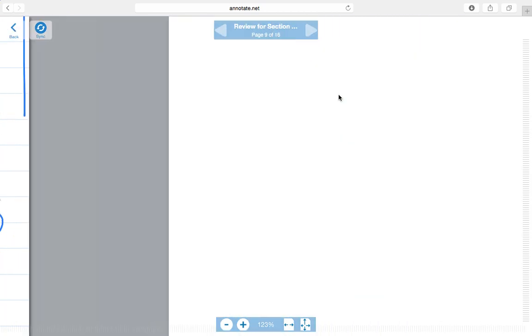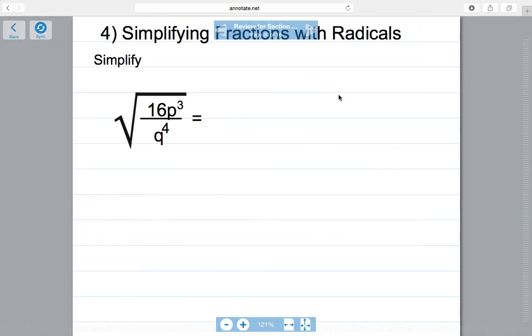Okay, moving on. Now let's simplify fractions with radicals. So for this, we learned our division property. First, when we look in here, we want to see if we can simplify anything since it's all under one big square root. Now in this case, we can't. So we would take the square root of each of the numerator and also of the denominator.